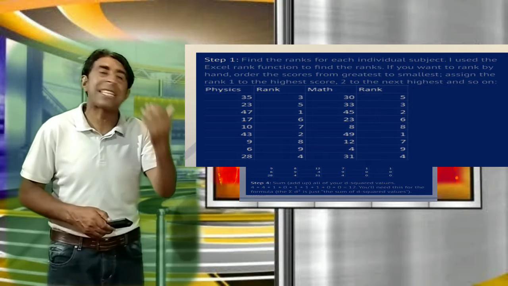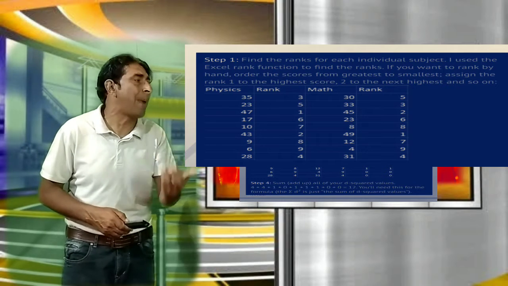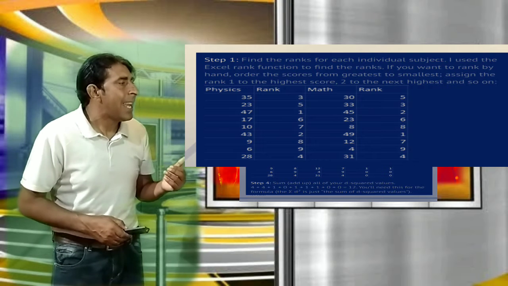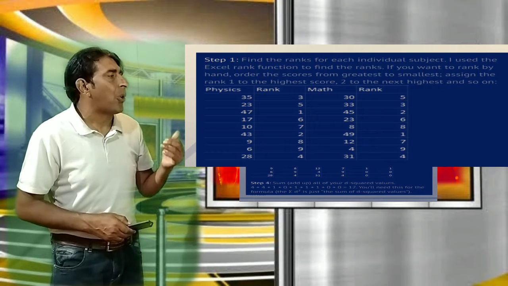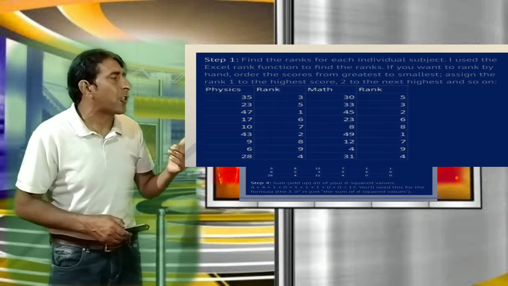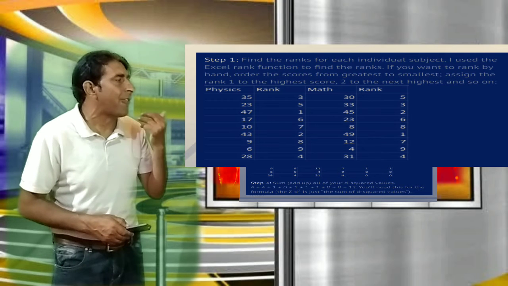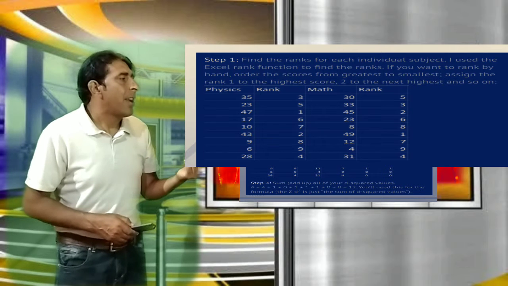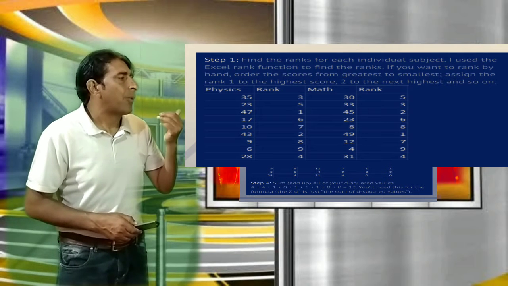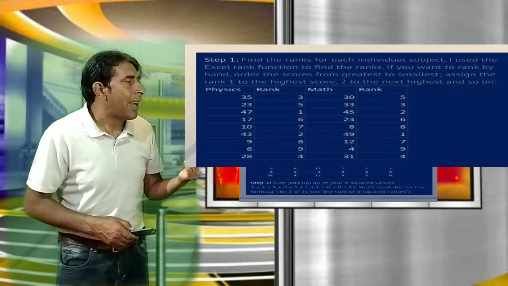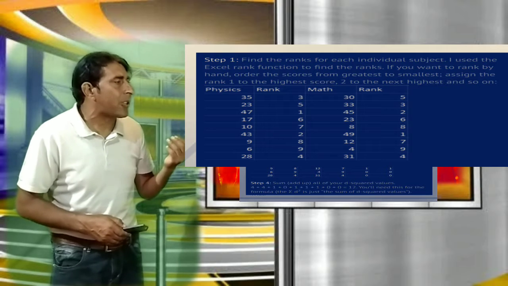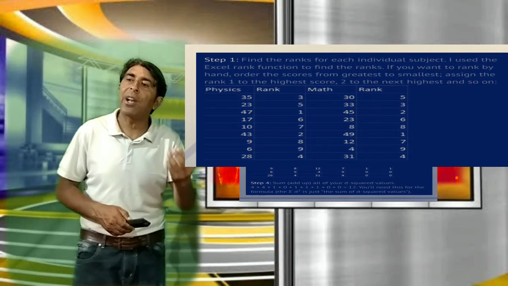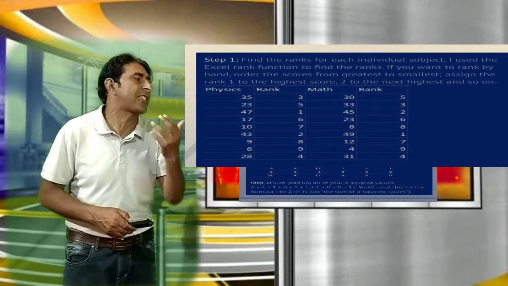Now we are going to assign the rank to the second variable, that's math. Here we have assigned rank 1 to 49 and rank 2 to 45, rank 3 to 33, rank 4 to 31, rank 5 to 30, rank 6 to 45, rank 7 to 14, rank 7 to 12, rank 8 to 8, and rank 9 to 4. We have the lowest value here, 4, so we are assigning the lowest rank, that's 9.